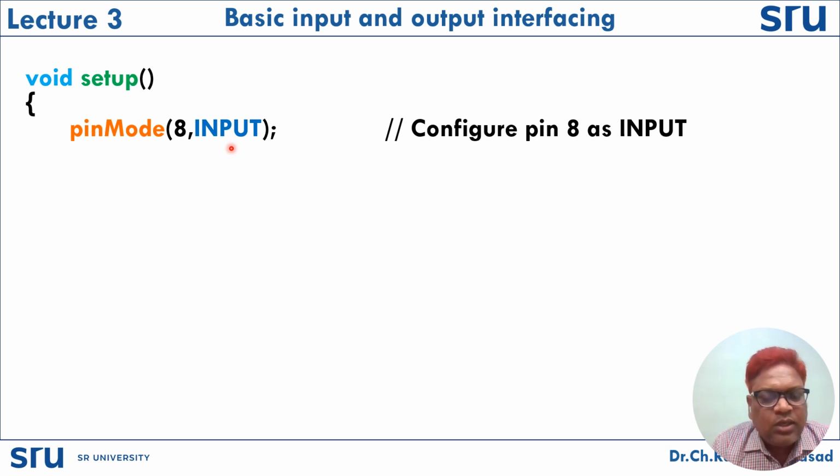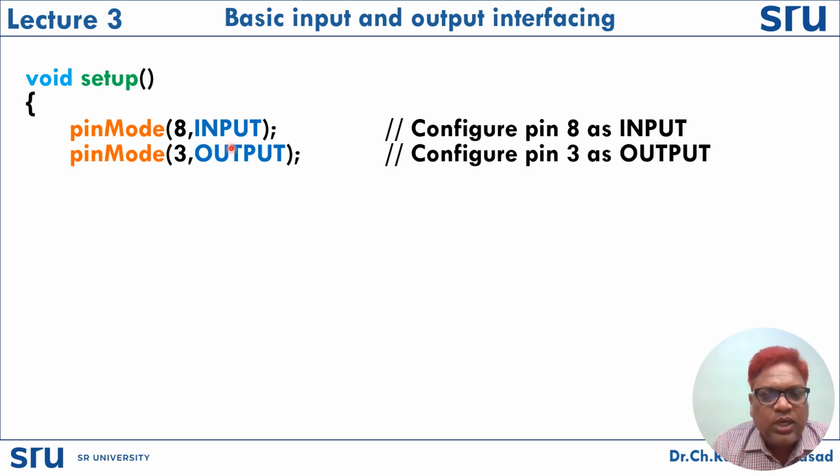Similarly, we need to program the third pin. To program this, we use another pinMode function, pinMode(3, OUTPUT). Here I programmed the third line as output, because I connected the LED to the third line. Once this configuration is completed, we need to close our setup function.